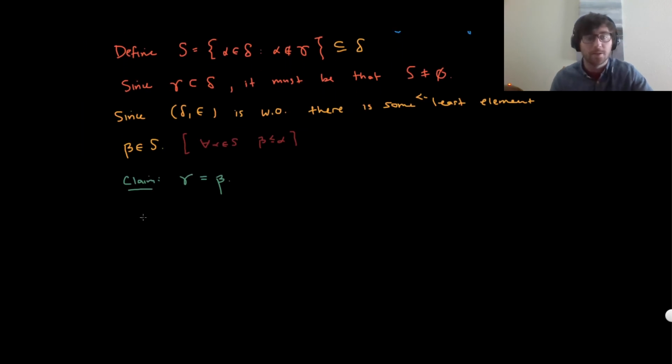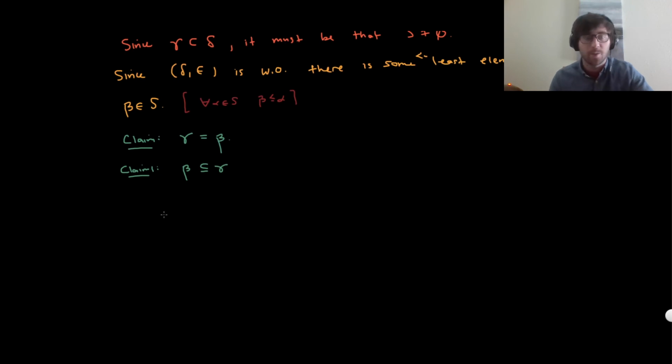So how does the proof of this go? Well, we can show that gamma is a subset of beta and vice versa. Maybe the first claim, subclaim 1, is that beta is a subset of gamma. How can we prove this? Let's assume that we have some alpha that's in beta. What we want to prove is that alpha is actually in gamma. One thing that we can say is that if alpha is in beta, it can't be that alpha is in S.